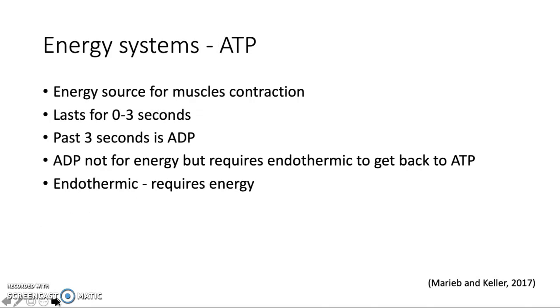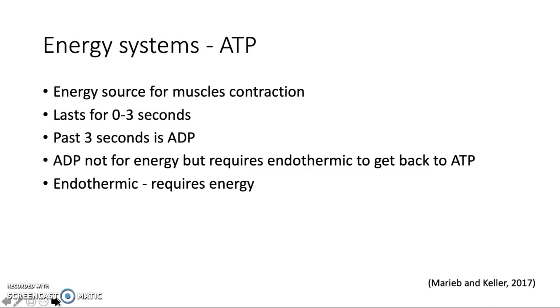ATP, which is adenosine triphosphate, is the first energy system the body starts with. ATP is a source of muscle contraction. The chemical chain for ATP is A-P-P-P. When the bond is broken using an enzyme, an exothermic reaction occurs, and the energy released from the reaction is called ATPase. ATP lasts on average for 0 to 3 seconds, depending on how well trained the athlete is.